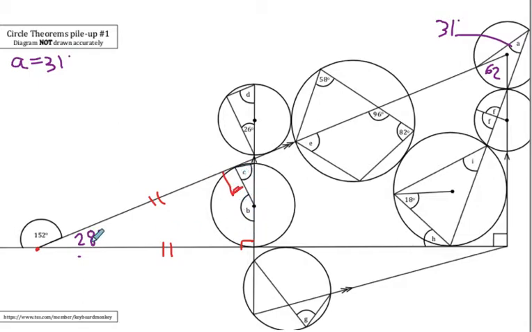So this 90, 90, the 28, and the B is going to lead us to 360. So if you do the subtraction, this and B is going to be 180. And then your B is going to be 152.